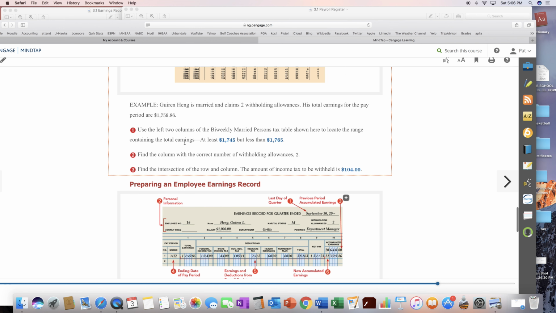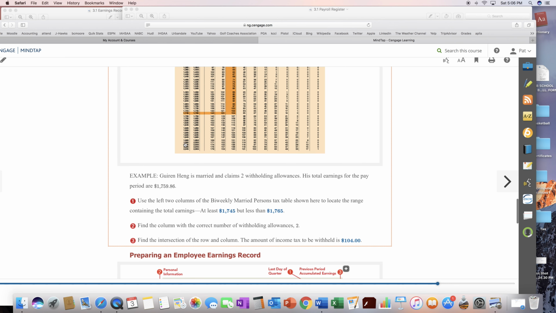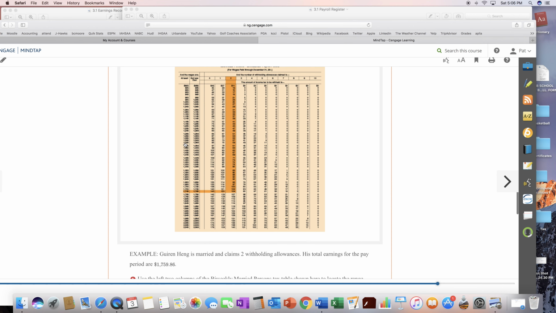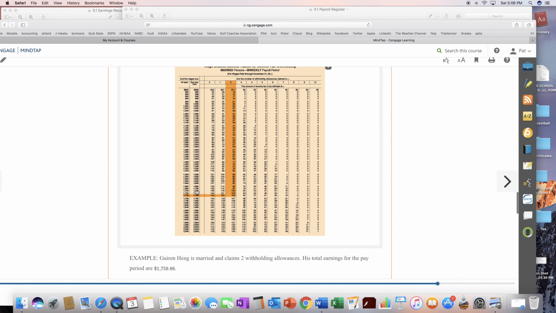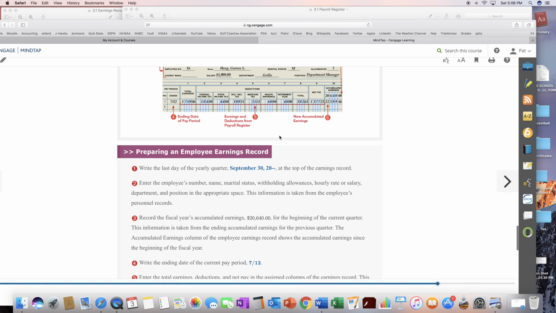This is telling you down here how to read that table that I just talked about. It's telling you to go to the married table, 2 allowances, and look in between the at least section and the but less than section for married and 2 allowances. So that's just explaining how you do those charts.